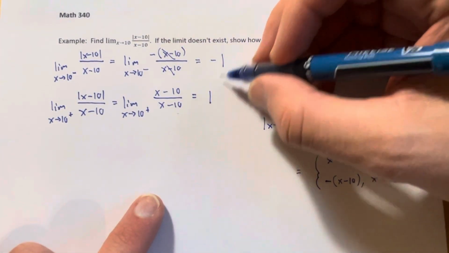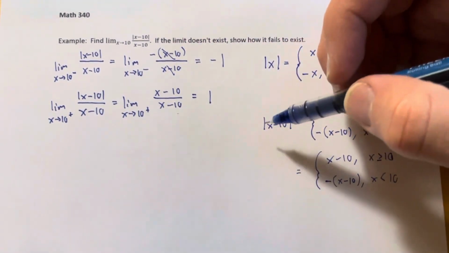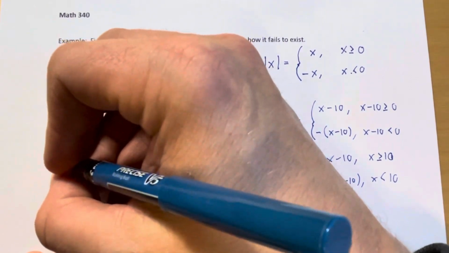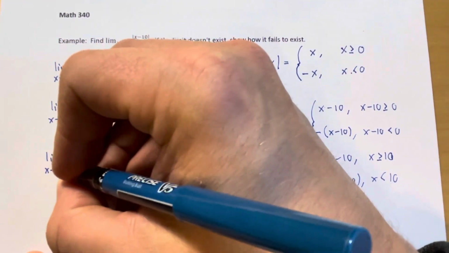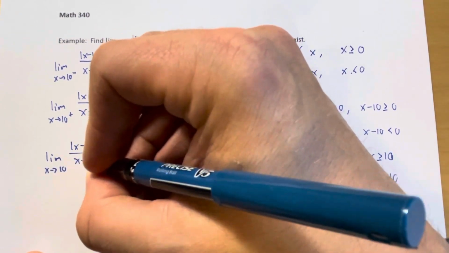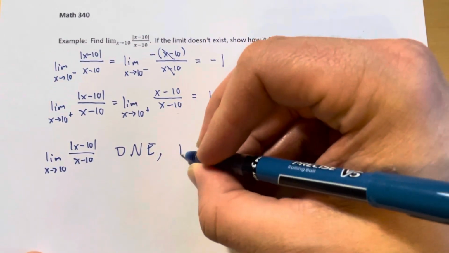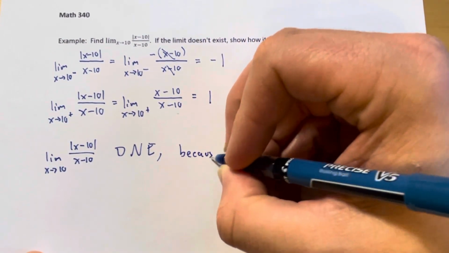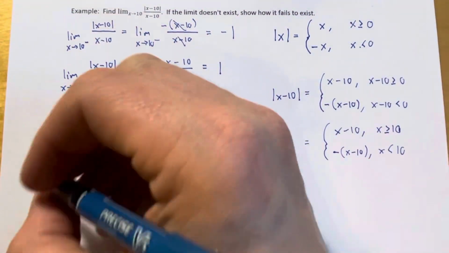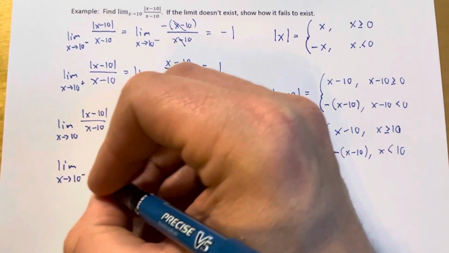Notice the two limits disagree with each other. I have negative 1 here, I have positive 1 here. That tells me that the limit does not exist. So I could say that the limit as x approaches 10 of this does not exist, because it did ask us to say how it fails to exist. It's not an infinite limit. It's that the two one-sided limits disagree. So I would write this.